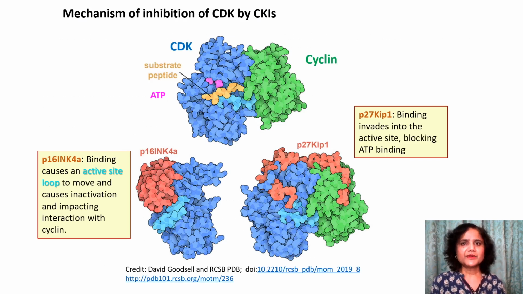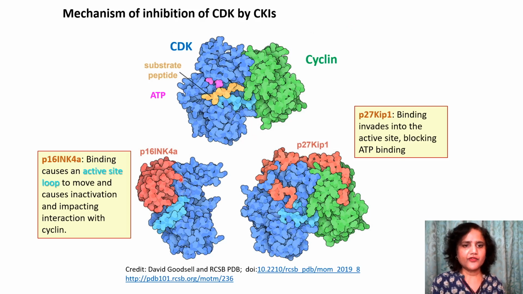This slide shows the potential mechanism of inhibition of the CDK cyclin complexes by CKIs. Recall that CKIs are cyclin-dependent kinase inhibitors. They are a class of proteins which bind this cyclin-dependent kinase and cyclin complex and prevent it from phosphorylating substrates. So two types of CKIs are shown here.